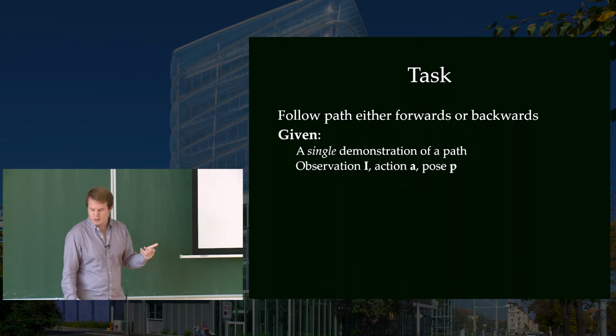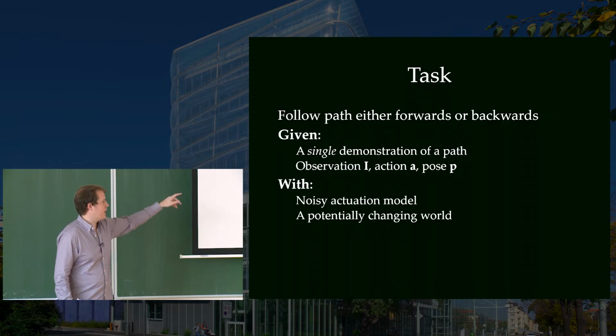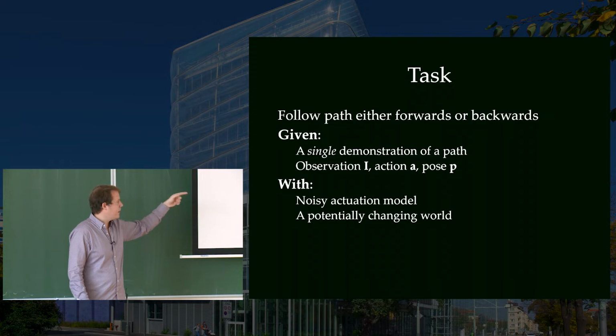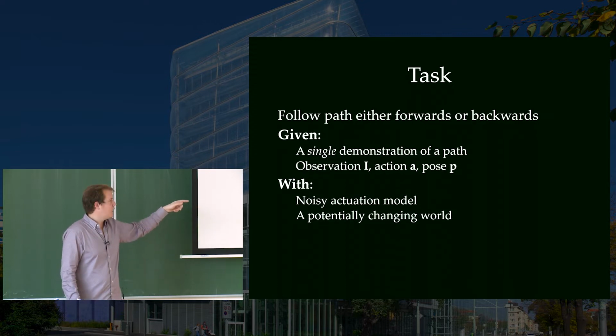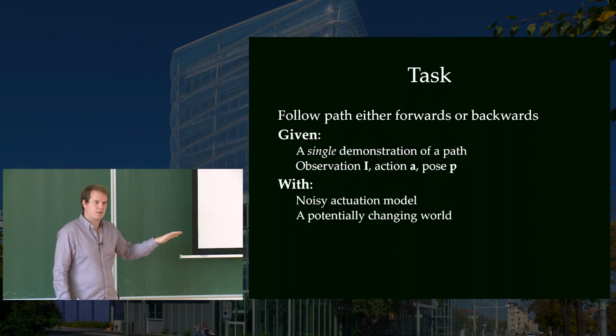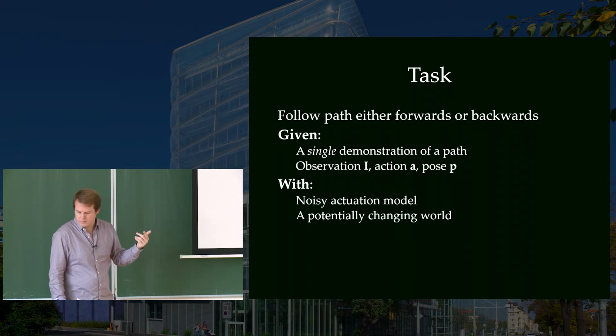So you can imagine this is like going on a path with an expert, or you're walking around with a GPS system. Now, the two challenges we have is we have a noisy actuation model, so we don't actually repeat any of our actions, and the world can change on us. And one thing I want to point out is that even though we have the pose at demonstration time, when we actually execute the path, we don't have this. We're just doing it from images alone.